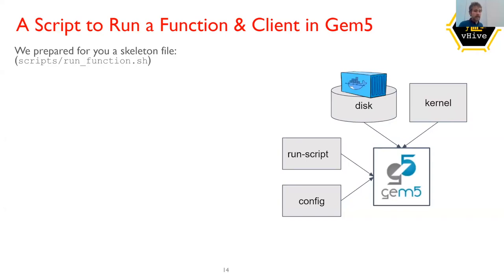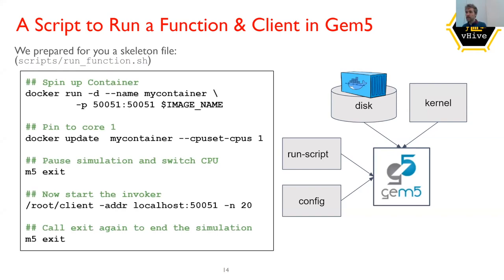Okay, what is this run script doing? Basically, it does almost the same thing as we just did before. So we start our container with the same command as before. Then we pin the function to core one. And then we call a special instruction, this m5 exit.